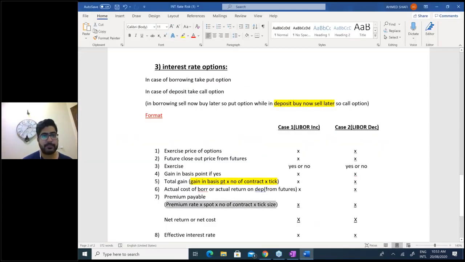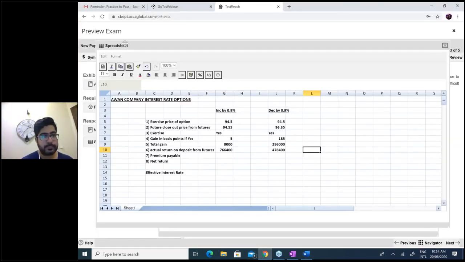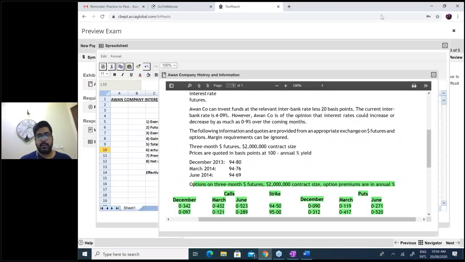See, I'm highlighting. Everything is format based to gain easy marks. Premium rate into spot into number of contracts into tick size. Now, the biggest thing, premium rate. If you go to the question, there are many premium rates given. See, at the 94.5 strike price, there are many premium rates given: 0.342, 0.432, 0.523, 0.090, 0.199, 0.271.